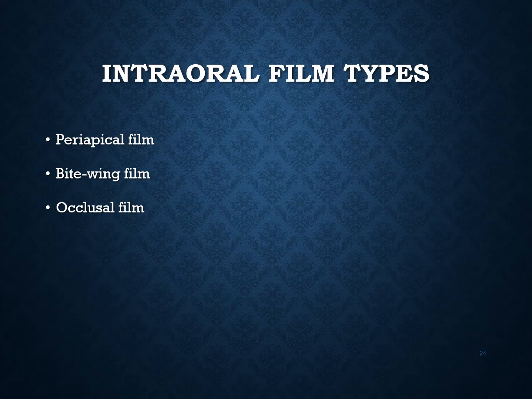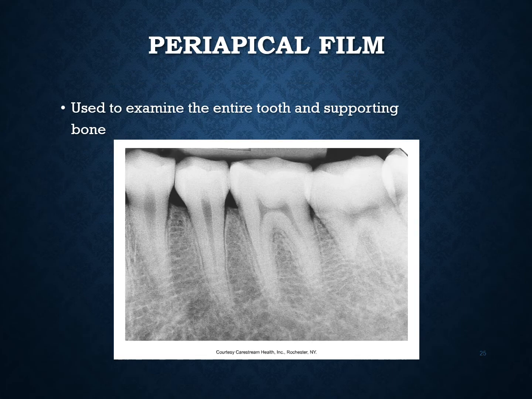Okay, so now we're going to get into the different types of intraoral films. There is a periapical film, a bite wing film, and an occlusal film. So the periapical film is used to examine the entire tooth and the supporting bone. The term periapical is derived from the Greek word which means around, and the Latin word apex, which refers to the terminal end of the tooth root.